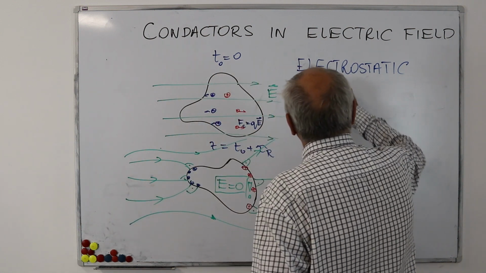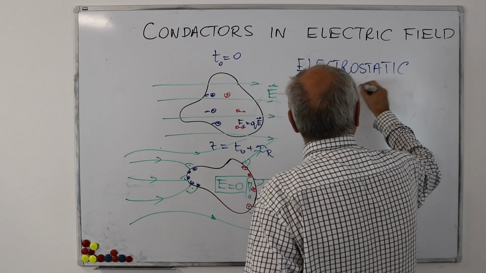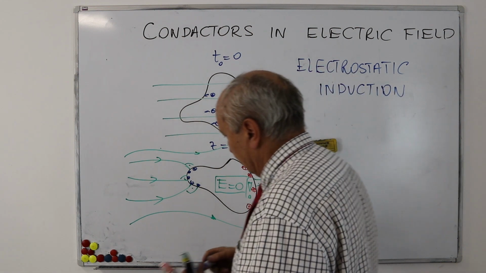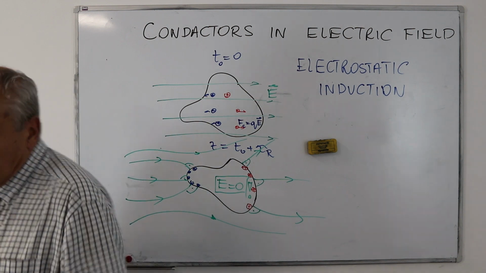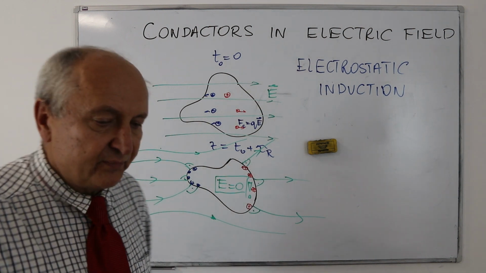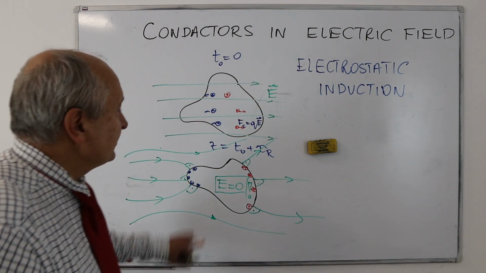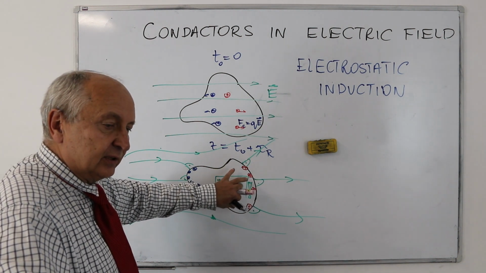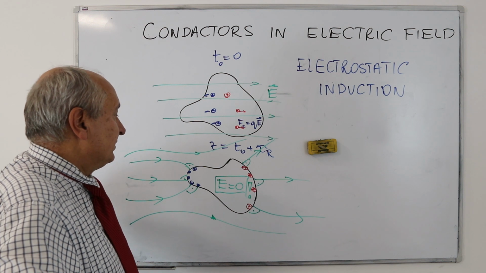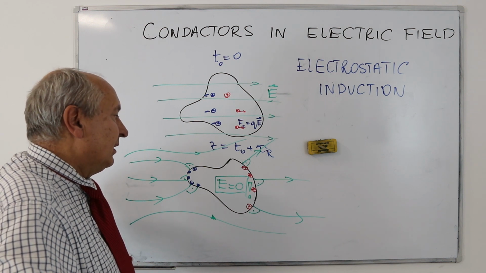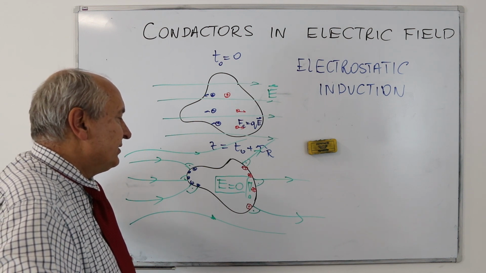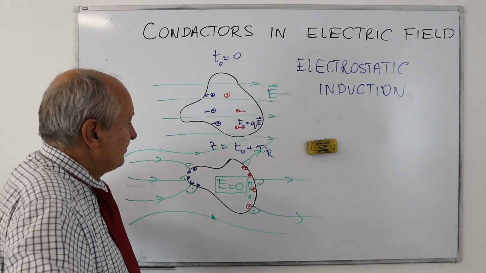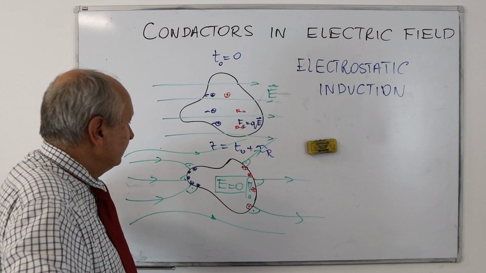Electrostatic... how can we call it? The appearance of charges over the surface of a conductor under the external electric field is called electrostatic induction. This phenomenon is called in this way.